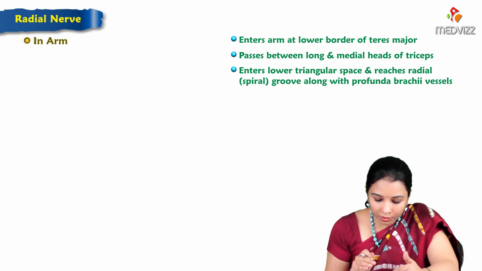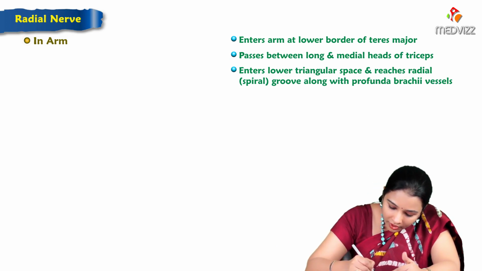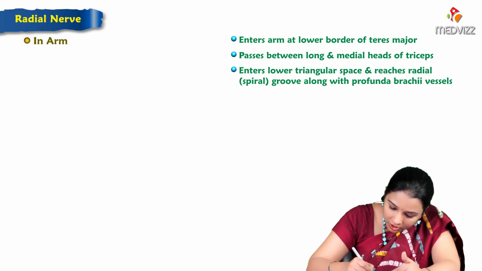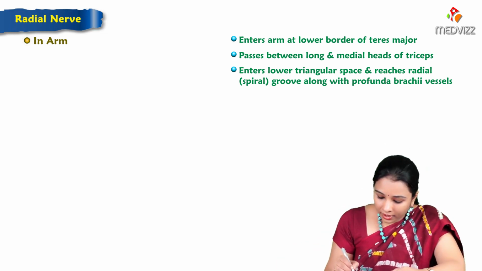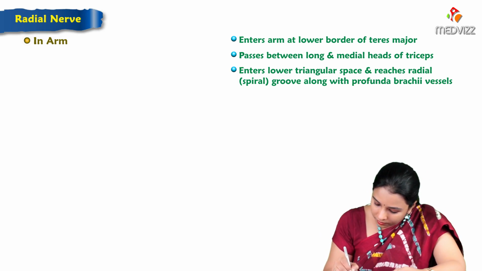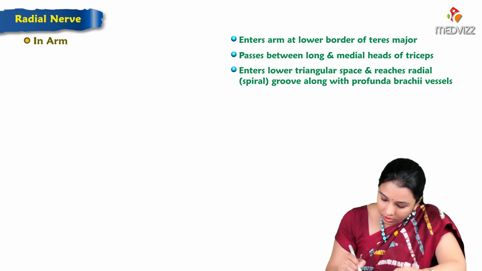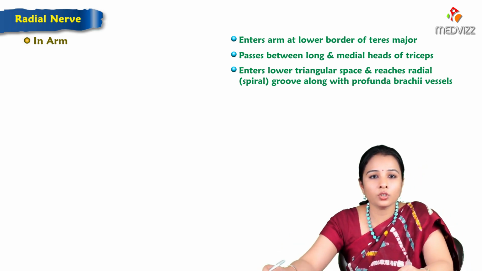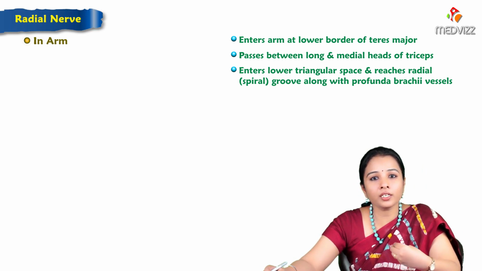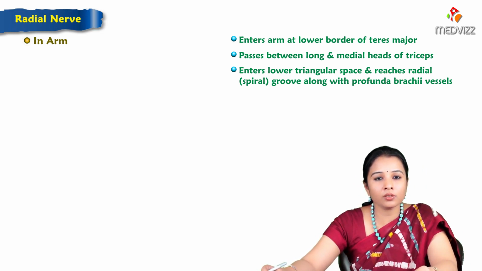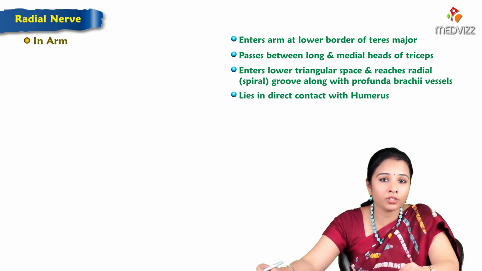This is the anterior view showing the radial nerve. We can see the impression of the radial nerve on the posterior aspect like this. This is the groove which lies between the medial and lateral head of triceps. This is the radial groove or spiral groove, which lies posterior to the shaft of the humerus. Along with the radial nerve, the profunda brachii vessels also lie in the groove, and the radial nerve is in direct contact with the shaft of the humerus. These things we have to remember in the arm.